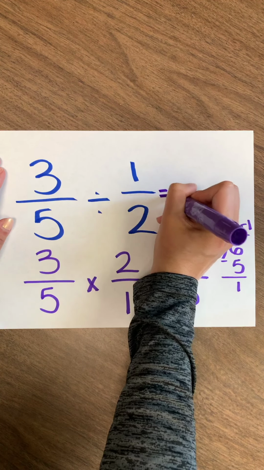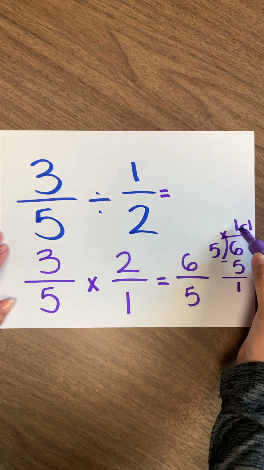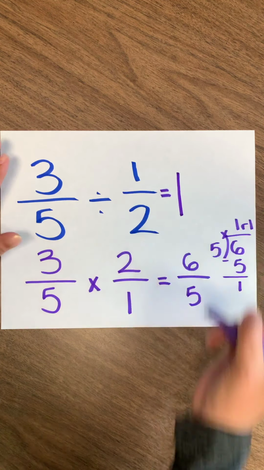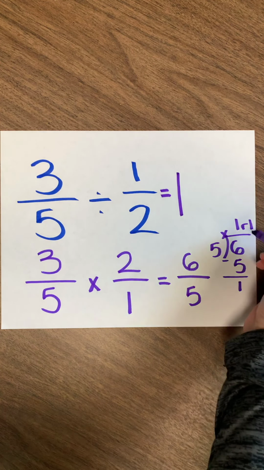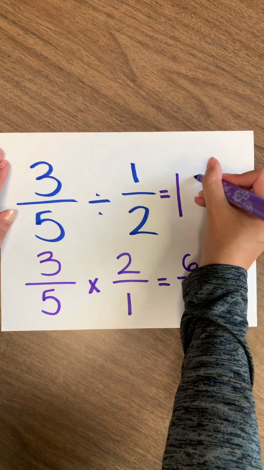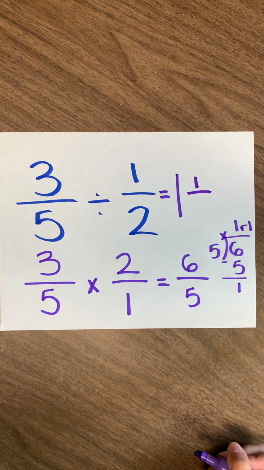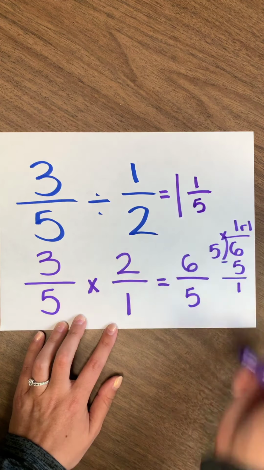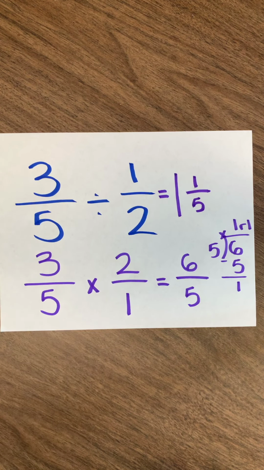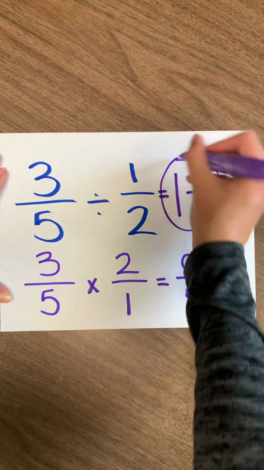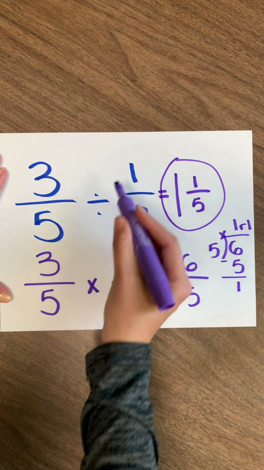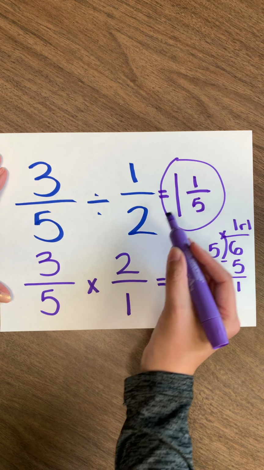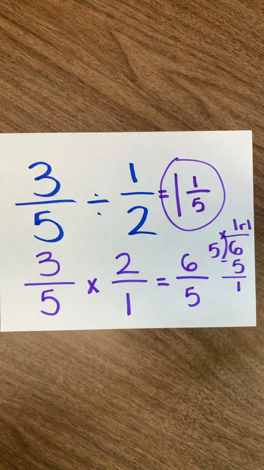The L in GLAD stands for leave your answer as the whole number. The A stands for always put the remainder as the numerator. And D, denominator stays the same. Remember, the denominator was fifths. There's our final answer. I know it can't be simplified. So 3/5 divided by 1/2 is 1 1/5.